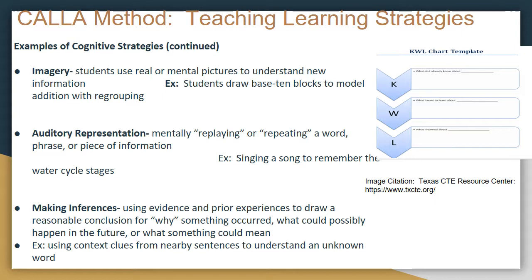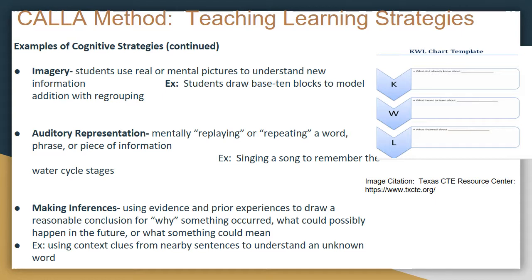You could teach students the cognitive strategy of making inferences. So how to use evidence from the text or how to use evidence from information already provided and use your prior life experiences to make an educated guess. This way you can make an inference for why something occurred. An example that we have for students always making inferences in our classes is the use of context clues to make an inference on unknown vocabulary words.